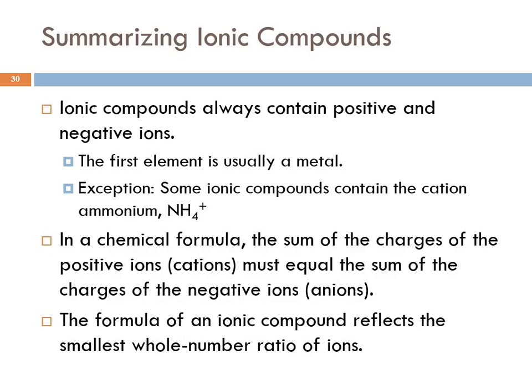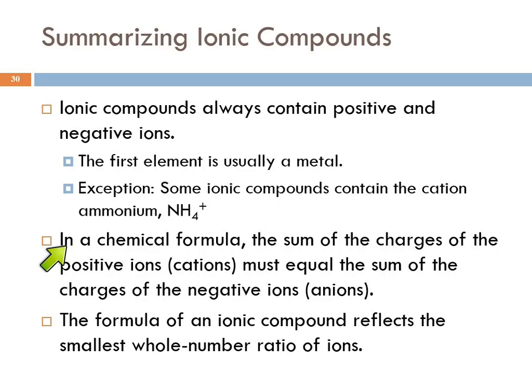Some other thoughts. Important to remember that ionic compounds always have positive and negative ions. The first element is usually a metal. There are exceptions. I think the only one we'll see in this class is the ammonium ion, NH4+. This is a polyatomic ion that has a positive charge. That's a cation. So if you see a formula that starts with NH4, it's an ionic compound even though it may have no metal ions in it.